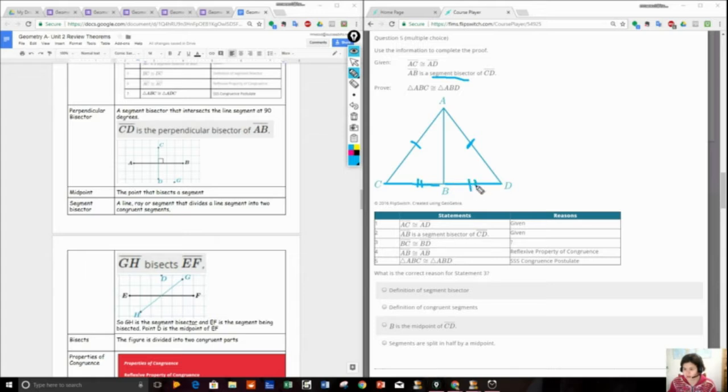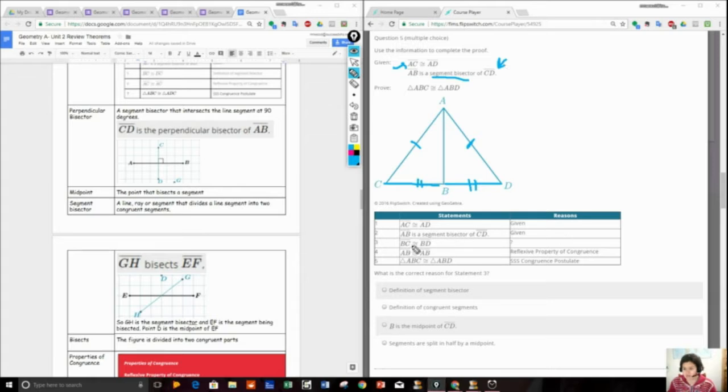That means from C to B is going to be congruent to B to D. I'm going to use 2 ticks because AC is congruent to AD, and we do not know if CB is congruent to AC, so we use different tick marks. Now we need to prove that triangle ABC is congruent to triangle ABD. First statement, AC is congruent to AD. Given. Yes, it was in our given section. AB is the segment bisector of CD. Given. Yes, it was in our given statements.